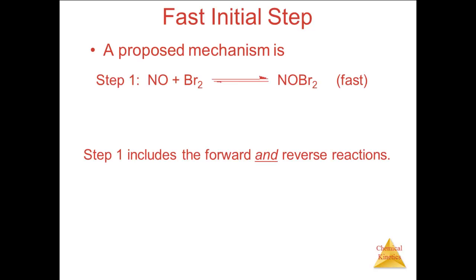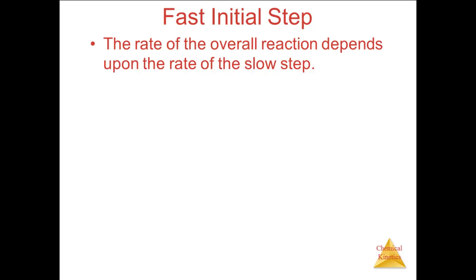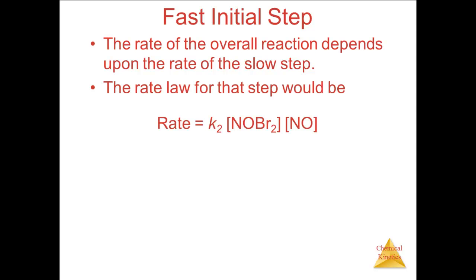The proposed mechanism has step 1 as a fast reaction that is an equilibrium: NO plus Br2 gives NOBr2. The second step is slower: NOBr2 plus NO gives 2 NOBr. The rate expression for the overall reaction is the rate expression for the slowest elementary step, which in this case is step 2. The rate expression for that step is rate equals k2 times the concentration of NOBr2 times the concentration of NO.